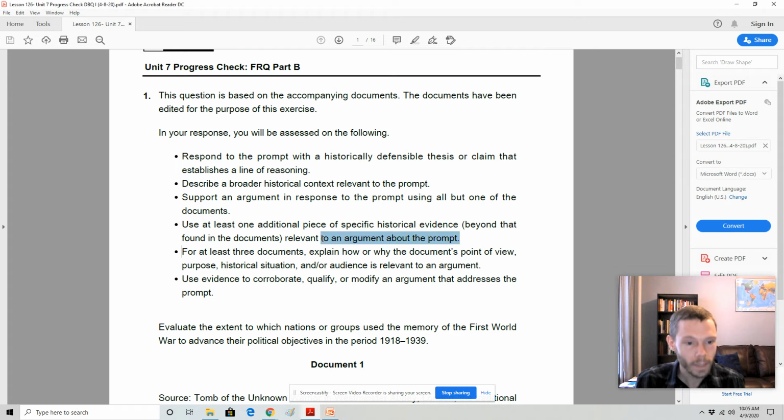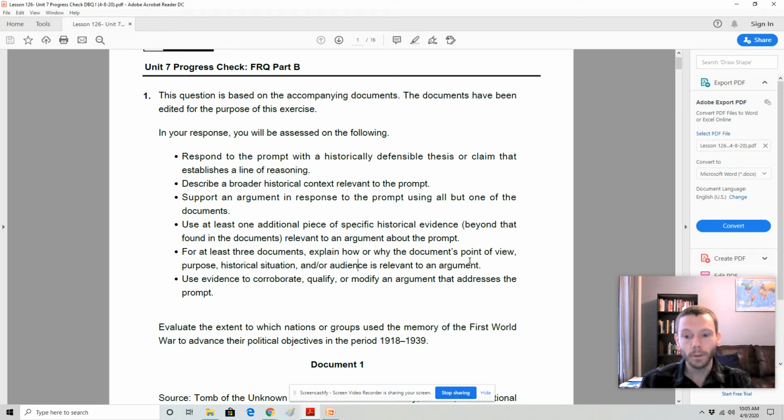For at least 3 of the documents, explain how or why the document's point of view, purpose, historical situation, and their audience is relevant. Okay, so this is sourcing. This is what we've been doing all year. This is HIPPO: your historical context, your intended audience, the purpose, the point of view, and the outside information that you yourselves can bring to the documents.